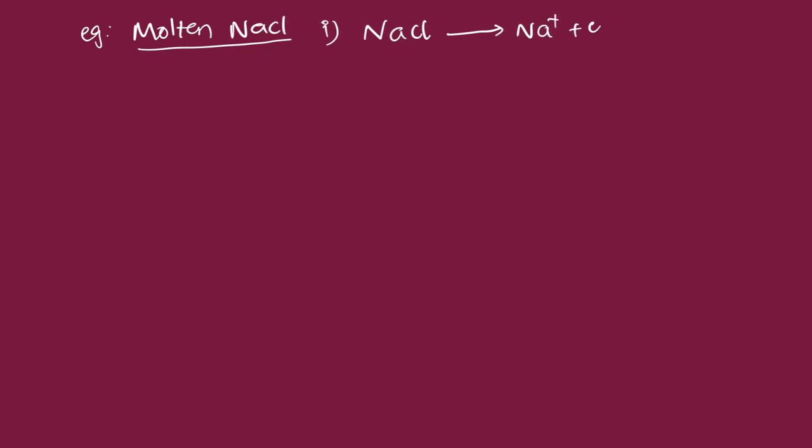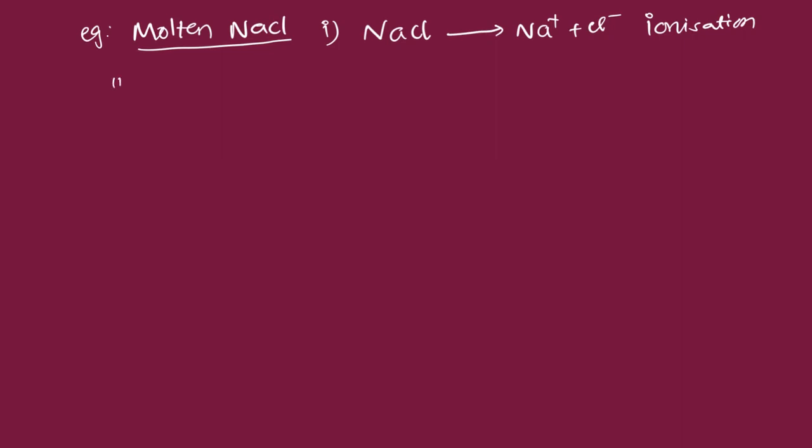Example 1, molten NaCl. First step, what we have to do is write the ionization step. NaCl ionizes into Na+ and Cl minus. This is called the ionization step.